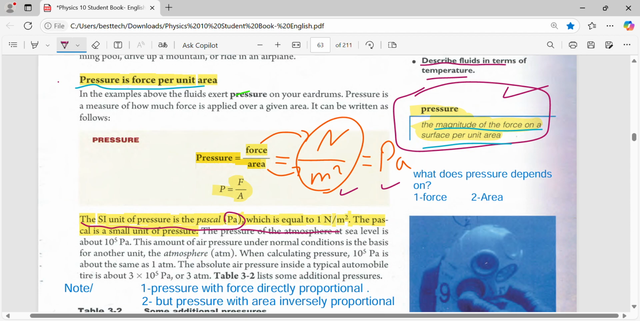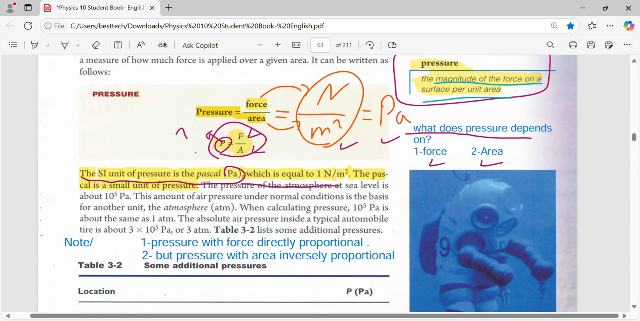Guys, according to this rule in physics, you can understand the definition, the factors, all. What does pressure depend on? According to this rule, P is pressure, F is force, A is area. Because pressure is equal to force over area, it means that pressure depends on force and area. So now we understand the definition, the rule, the unit, and even the factors.